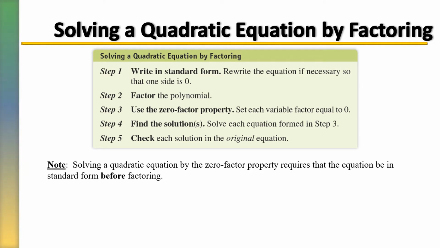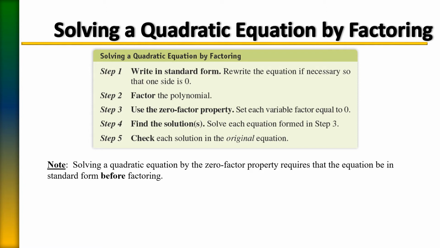Solving an equation by the zero factor property requires that you make sure the equation is in standard form before factoring. So here are the steps for solving a quadratic equation by factoring. Step 1, rewrite the equation in standard form. Standard form is nothing more than all your numbers on the left and 0 on the right side. That's standard form.